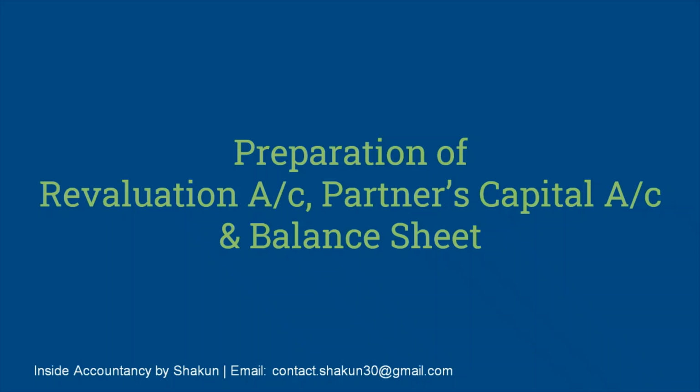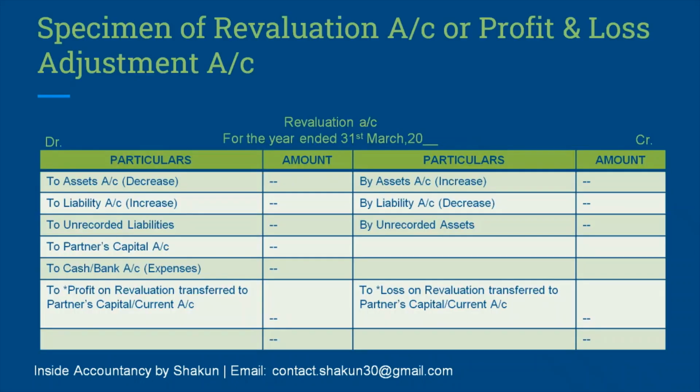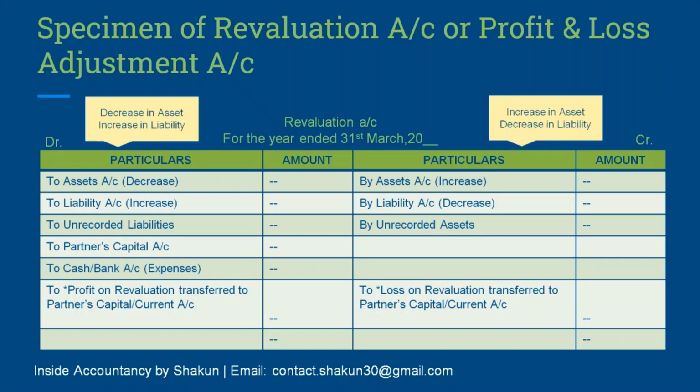Before we move on, we should first have an idea about the specimen of revaluation account, or we also call it profit and loss adjustment account. So you can see on the screen, the format has been mentioned here. On the debit side, we mention the decrease in assets and increase in liability. And on the credit side, all increase in asset and decrease in liability is mentioned.